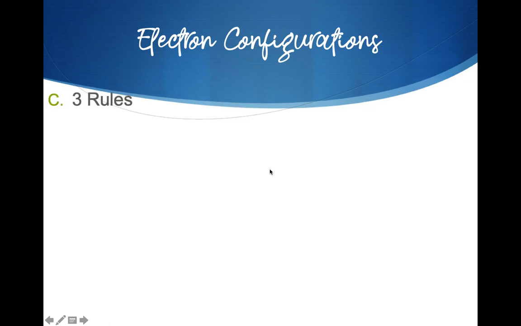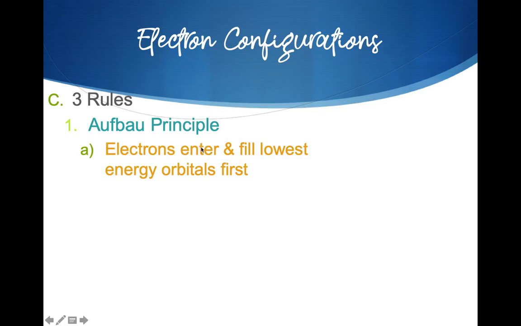All right, here's how it works. There are 3 rules that help us write an electron configuration. The first one is something called the Aufbau Principle, which is a German word that means building up. So what that means is the electrons enter the lowest energy orbital first. So what is the lowest available energy level and sublevel, and then the orbitals in those sublevels, it fills those first. It doesn't just randomly fill up wherever it can. It starts with the lowest and goes up.